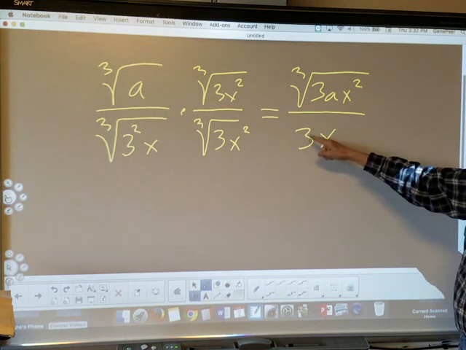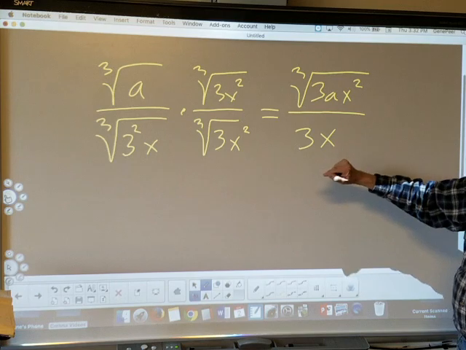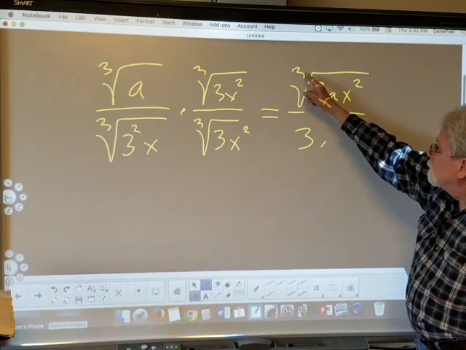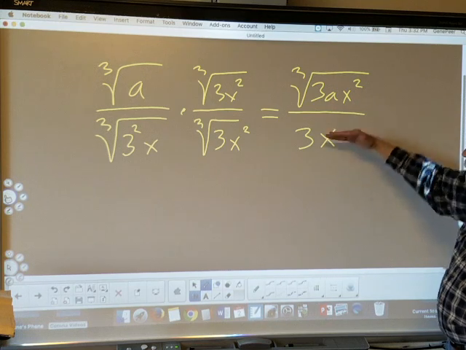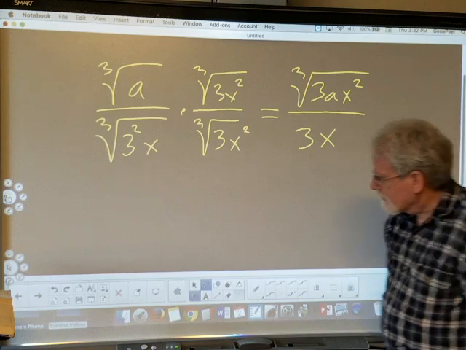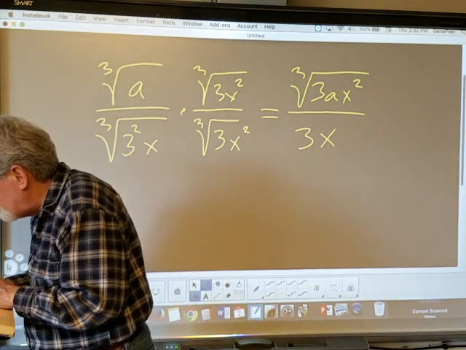Or can we cancel that 3 with that 3? No. Because that's not really a 3. It's a cubed root of 3. And that's not really an x squared. It's actually a cubed root of x squared. No, you cannot cancel these. Banish the thought. And we move on to the next little concept here.